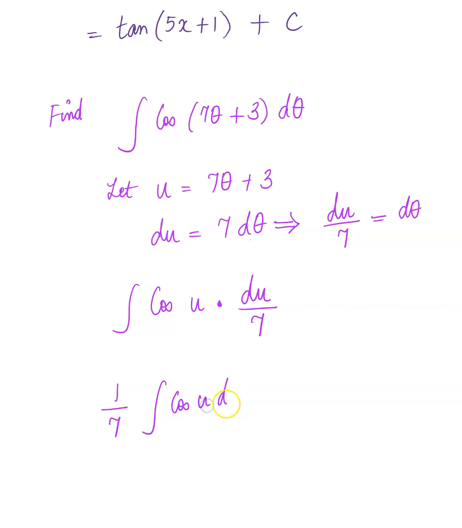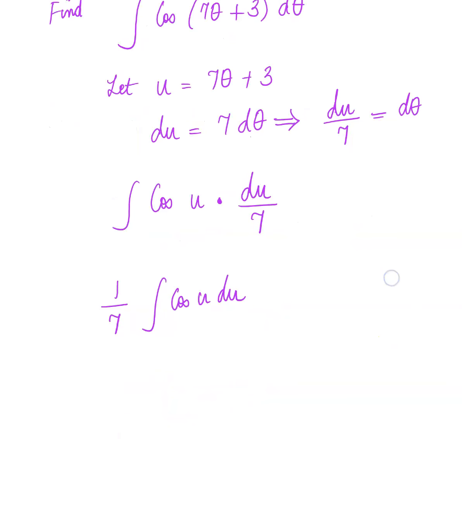Integral of cosine u du. And you can go about your business because you don't have any complication coming out of dividing by 7. And the integral of cosine u is sine u plus c. And of course, back substitute. U was 7 theta plus 3, plus c. And that's your answer.